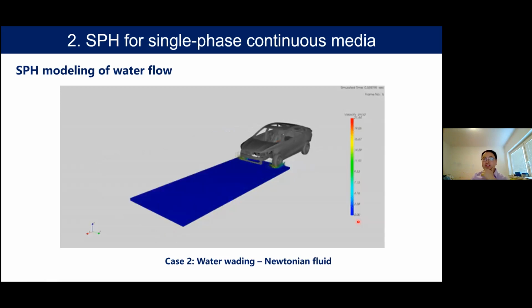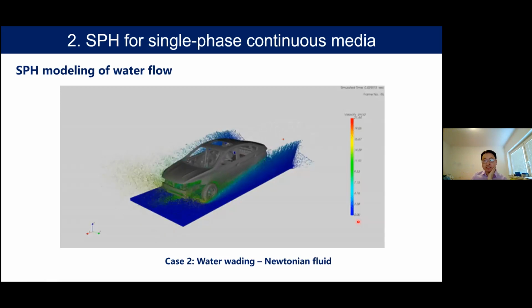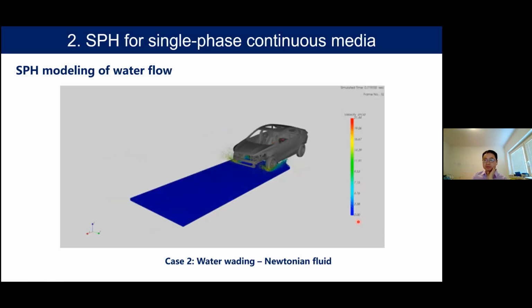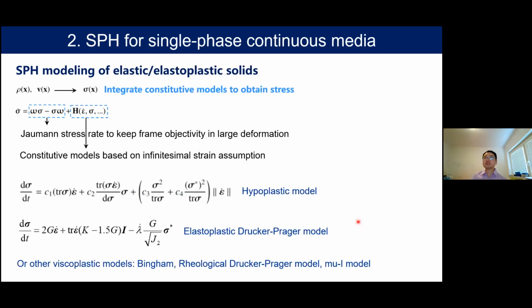This is another simulation of water flow, but because our focus is on geophysical flows, I will move on from the water flow to other applications. So previously we said that for water simulation, we use an equation of state and the Newtonian assumption. But if we want to model elastic or elastoplastic solids, we need to use constitutive models to compute stress from the density and velocity.